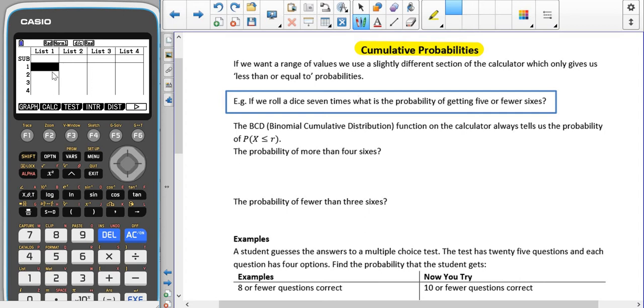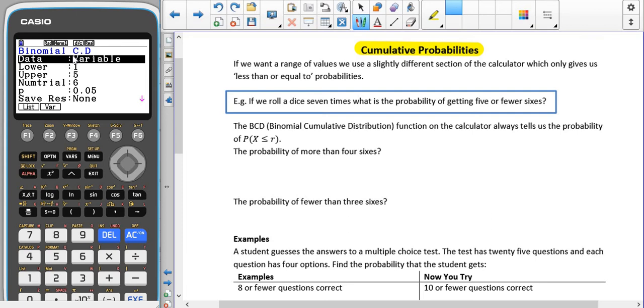And we get to that by going into the statistics part of our calculator. We're going to Dist for distribution, Binomial for binomial, and then into BCD. And you can see here that we have a lower and an upper option, as well as the number of trials and the probability that we had in the BPD section.